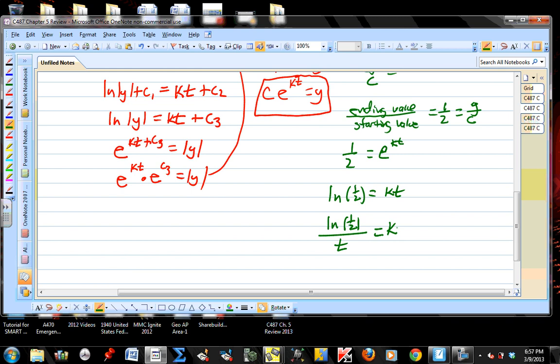And here you go. The constant of proportionality is equal to the natural log of 1/2 divided by t, where t is the half-life in years. And that's a proof of Vleck's theorem.